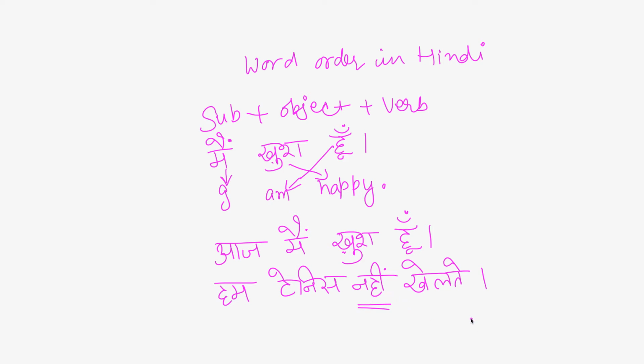But if you put खेलते हैं, it's not incorrect. You can still use it, but it's very much optional. आज मैं खुश हूँ, हम टेनिस नहीं खेलते. आज गर्मी है. Today is hot. So that is how you make word order in Hindi.